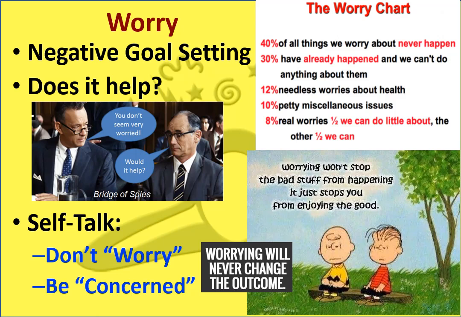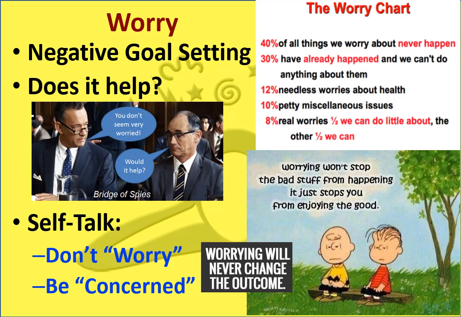So I'm going to throw in just a little positive psychology here for a moment, or positive thinking. One of the things that I teach in positive psych is that worry is negative goal setting, because you're focusing on the worst outcome as opposed to what you want to happen. So you're focusing on what you don't want to happen. And so the question I ask when I'm working with clients or with my students is, does worrying help? And the answer is no, it doesn't.